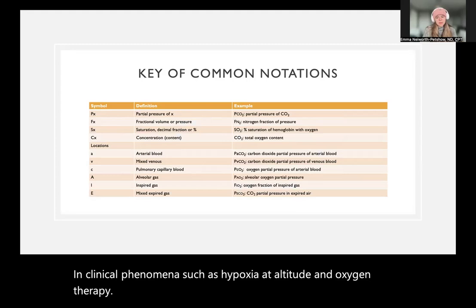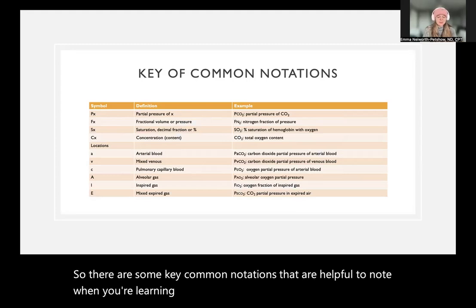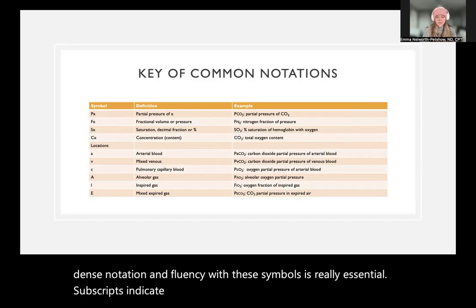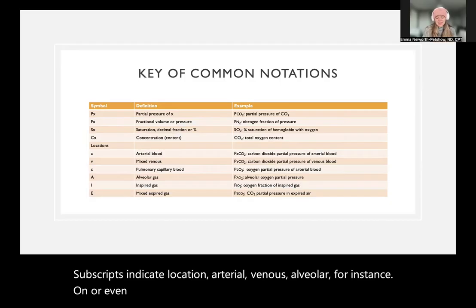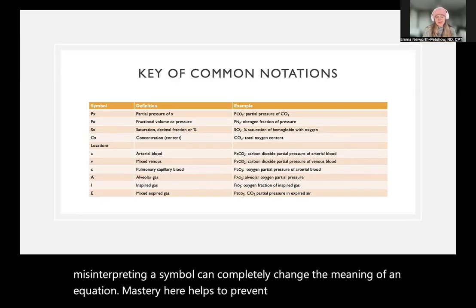So there are some key common notations that are helpful to note when you're learning about respiratory physiology because it uses dense notation and fluency with these symbols is really essential. Subscripts indicate location, arterial, venous, alveolar, for instance, or even inspired. Superscripts indicate gas type, and misinterpreting a symbol can completely change the meaning of an equation. Mastery here helps to prevent errors later when interpreting blood gases or pulmonary function tests.